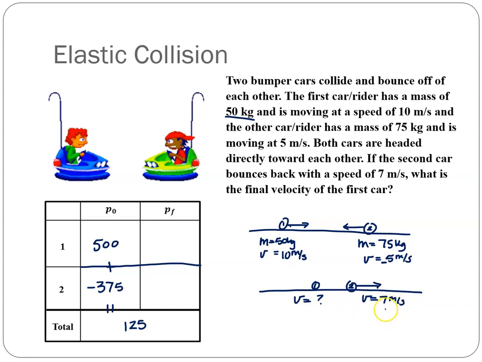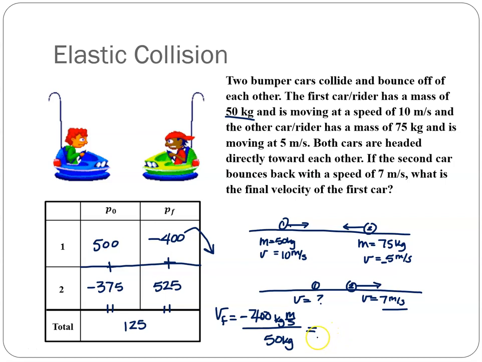So here, I know my final velocity, and so 7 times 75 is going to give me a final momentum of 525 for object 2. So what plus 525 equals 125? Well, that's going to be negative 400. So now I can remove this from the box, and my final velocity is my negative 400, sorry, it should have been down there, divided by my 50 kilograms. And that gives us a final velocity of negative 8 meters per second.